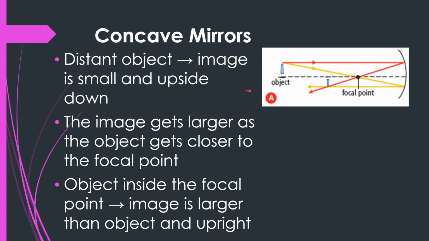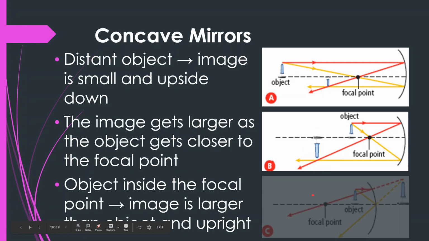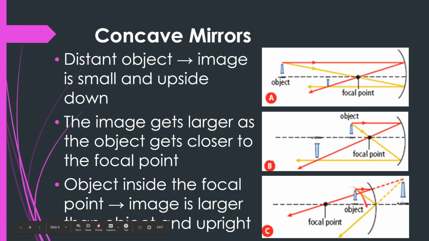So we have a few little diagrams with that here. Here's an object that's far away from the mirror, and you can see that the reflection is going to be upside down and pretty small. As the object gets closer, the object reflection is still upside down, but it's bigger. And if that object is inside the focal point, then we have a nice big right side up reflection.